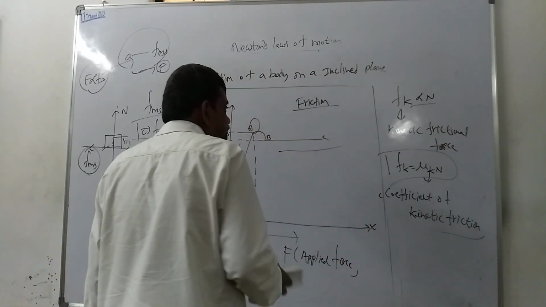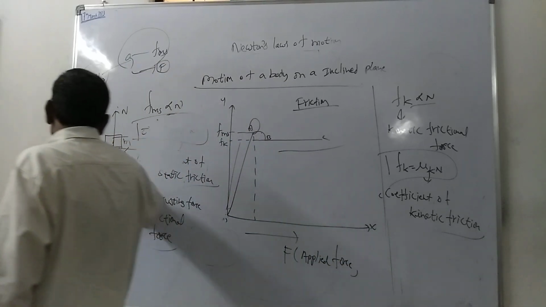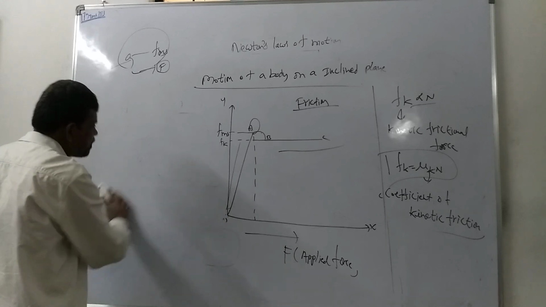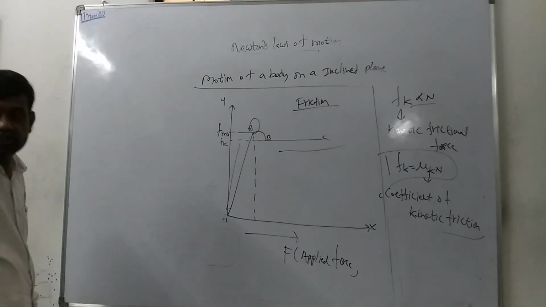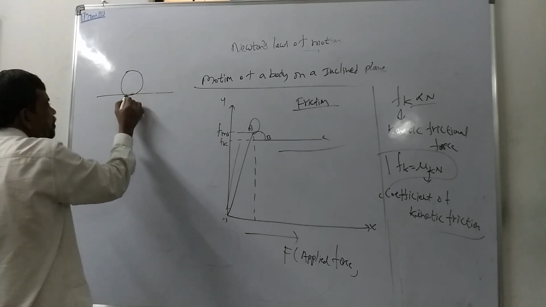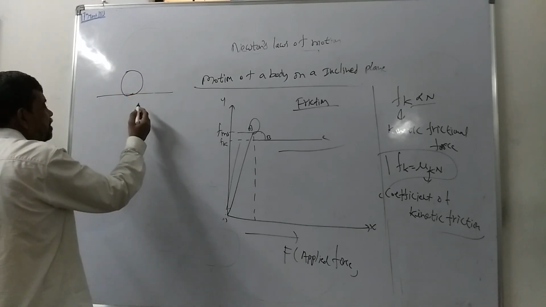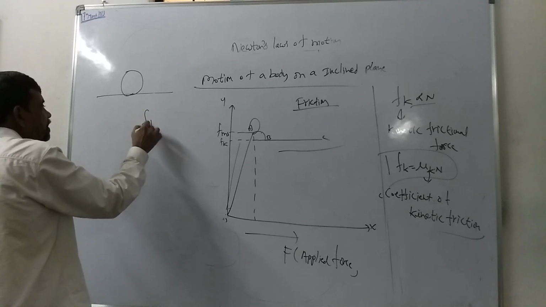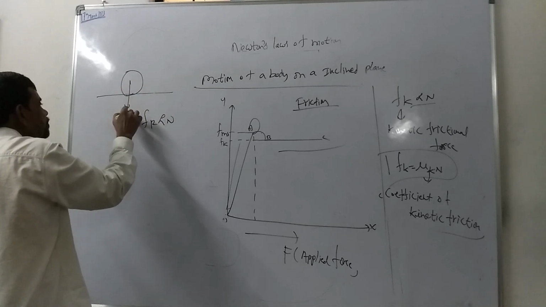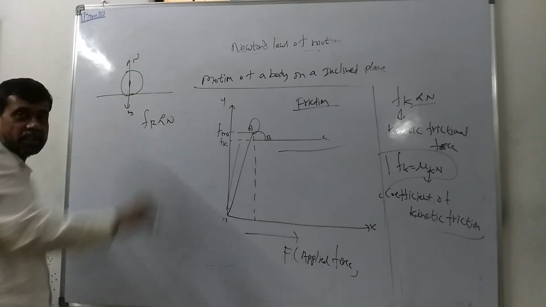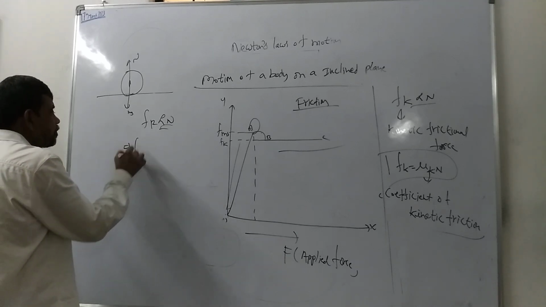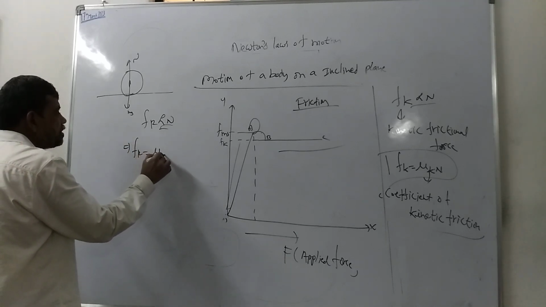So, rolling friction is very small. When is rolling friction created? When one body is rolling on the surface, the frictional force generated is called rolling frictional force. One wheel is rolling on the surface, at that time rolling frictional force is generated. Rolling frictional force is proportional to normal reaction. I am removing the proportionality, then what am I getting? Fr equals mu r times normal reaction.